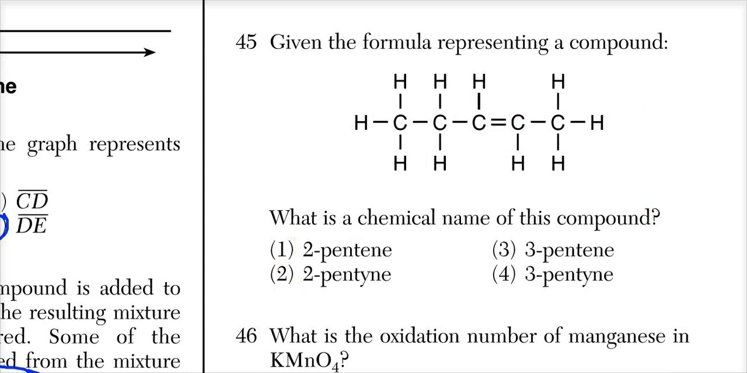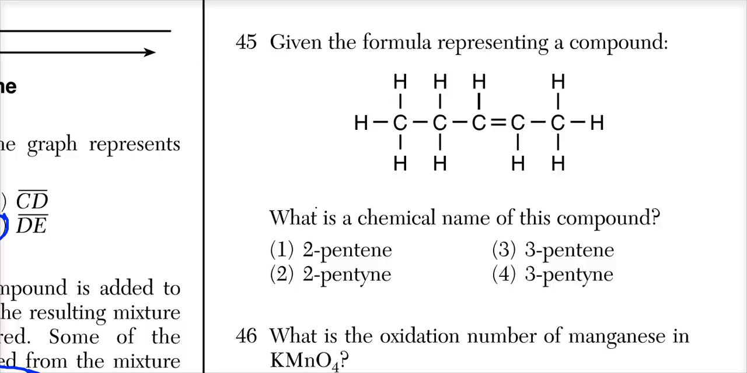Number 45. This is the first organic question I believe that I have seen in this test. Given the formula representing this compound, what is a chemical name of this formula? So the IUPAC name of this is based on its structure. Structure is king in organic chemistry, because you change the structure, you change its chemical and physical properties. And that's true in inorganic as well, but it really comes to life in organic chemistry because a lot of the compounds have the same number of carbons and hydrogens. There's so many different combinations, but structure is so very important in biochemistry and organic chemistry.